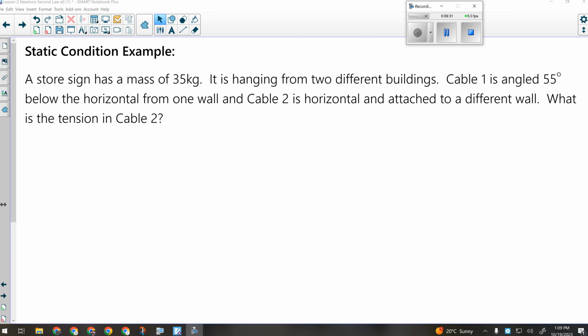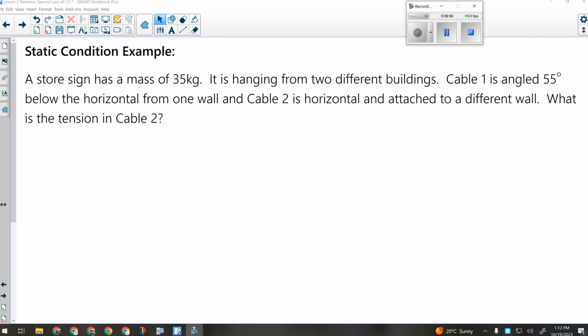Okay, so it's our first type of vector question. It's also our first static example. So I'm going to ask you an English question. What does static mean? Stays the same, right? Or unchanging, or something like that. All right. So this is a static condition example.